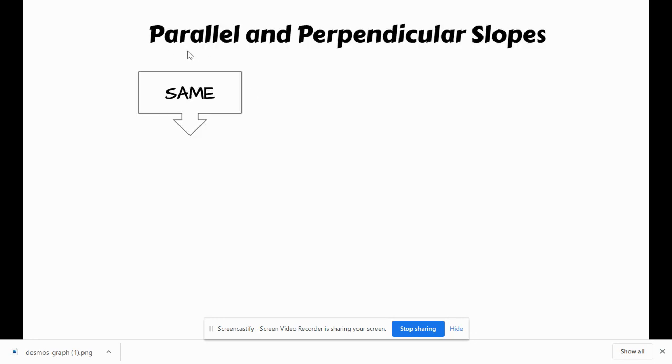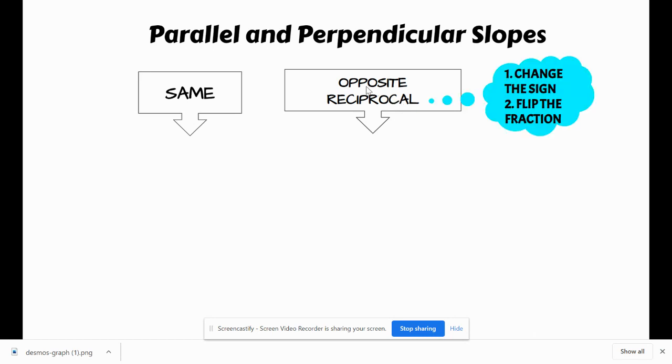Parallel lines are going to be lines that have the same slope. Perpendicular lines have what we call opposite reciprocal slopes. So what does that mean? By the opposite, I mean that we change the sign. So if they are perpendicular, one of the slopes will be positive and one of the slopes will be negative. And reciprocal means that we are going to flip the fraction.